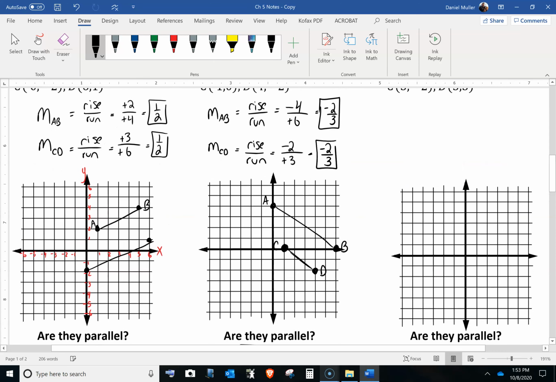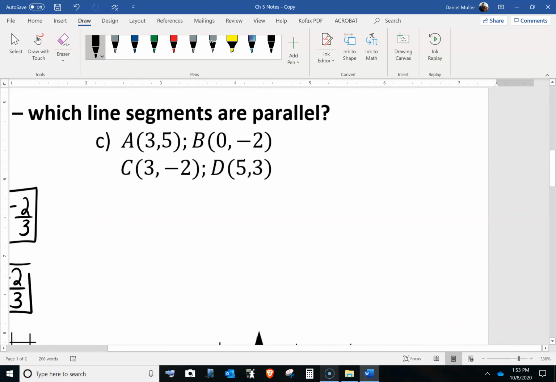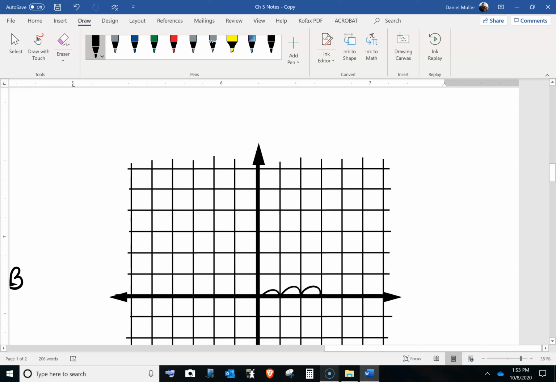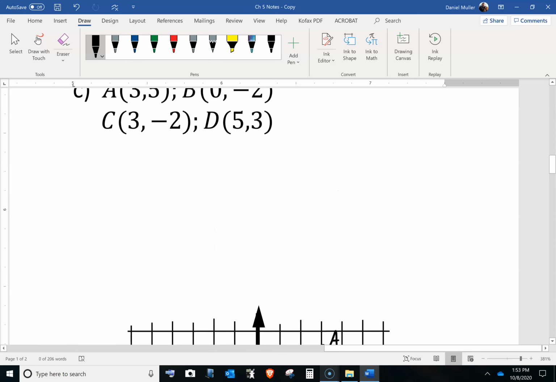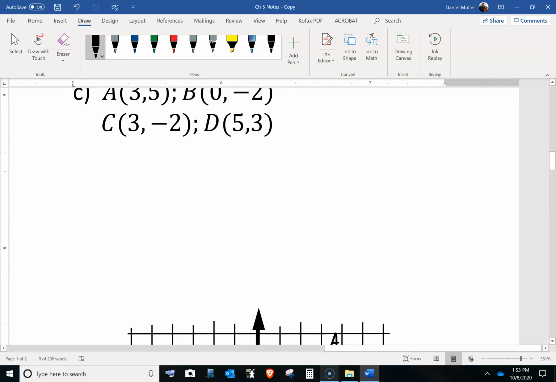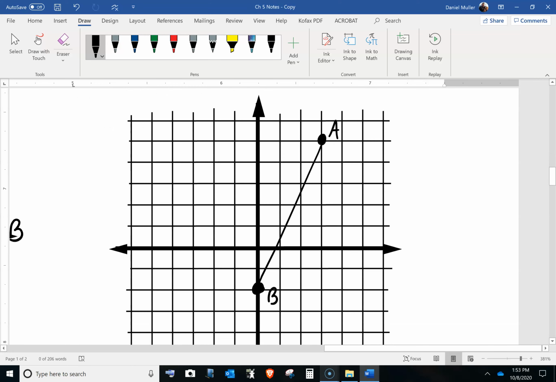All right, so we got one more to do here. Start by graphing. So 3, 5. Over 3, up 5. 1, 2, 3, 1, 2, 3, 4, 5. Okay. We'll call that A. And 0, negative 2. So over 0, down 2. And we'll call that B. Okay. And now C is 3, negative 2. So over 3, 1, 2, 3, down 2, 1, 2. That's our C.